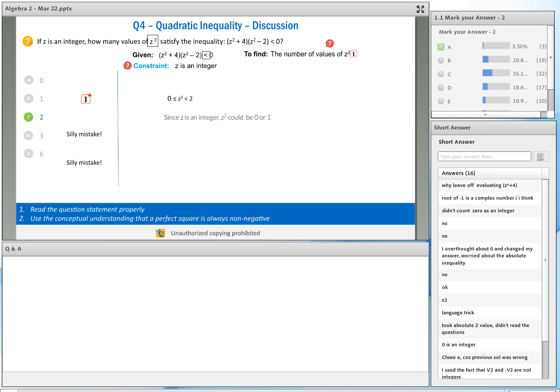Why are we not looking at z square plus 4? Because that's always positive. So it has no impact on the inequality. It's like k multiplied by z square minus 2, where k is a positive number.